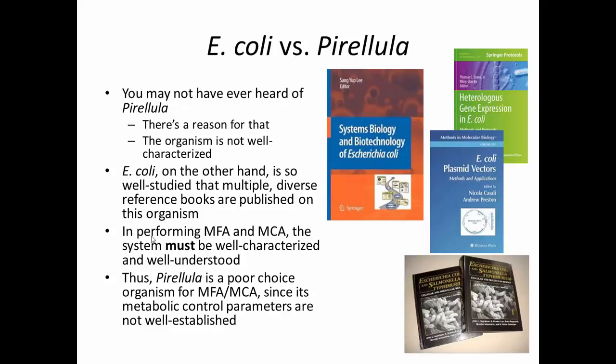So you perform metabolic flux and metabolic control analysis on an organism. Your first thought is that you must have a well-characterized and well-understood system. And if I'm choosing between E. coli and Pyrrolula, well, I'm going to choose the E. coli. Pyrrolula would be a poor choice of organism since we don't know a whole lot about its metabolic control parameters. They're not well established. That's not saying they won't end up being well established in the future. At the current time, they're not very well established.